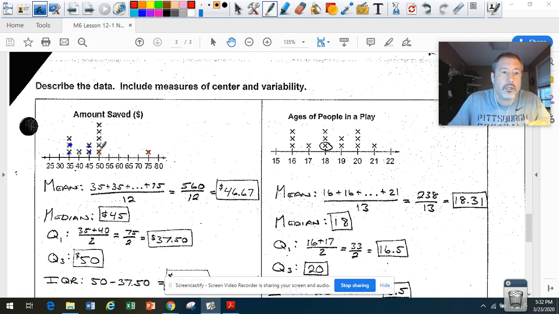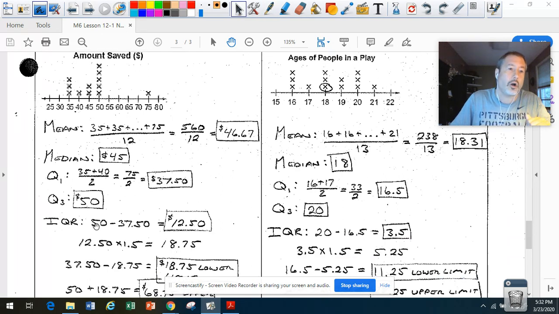Now let's go to this side in red. We've got 1, 2, 3, 4. This one here is going to be 50. We have our 2 here, so our Q3 is 50. So now we have to figure out if we have any outliers, and how we do that is take our IQR. So we have 50 minus $37.50, which gives us $12.50 for IQR. We're going to take that $12.50, multiply it times 1.5, as we always do, which gives us $18.75.